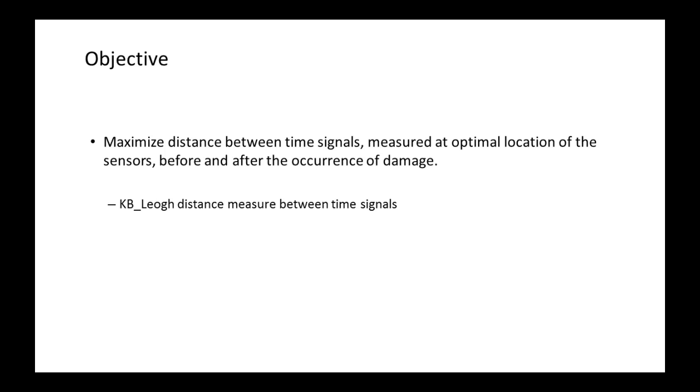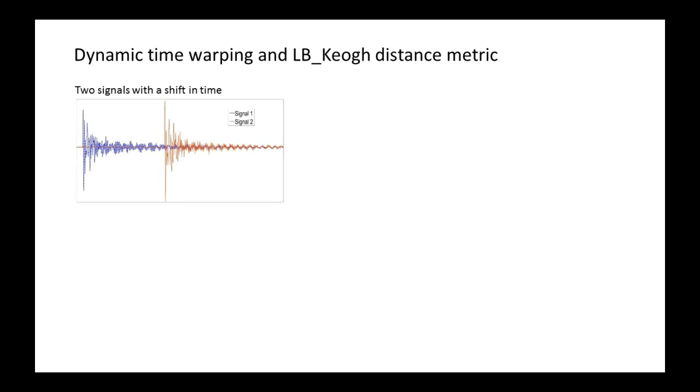Now to find the change in the time signal, one good measure is the distance measure. To quantify the change in time signal, one measure is to find the distance measure, and here we have used the KL distance measure to find the distance, or the change, between the two time signals. Then we'll maximize that using some algorithm to find the optimal location.